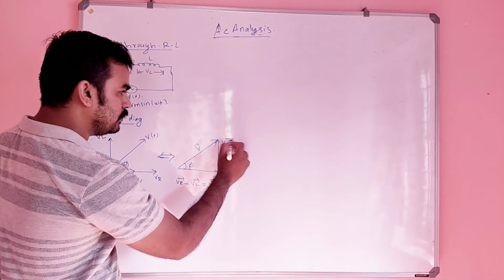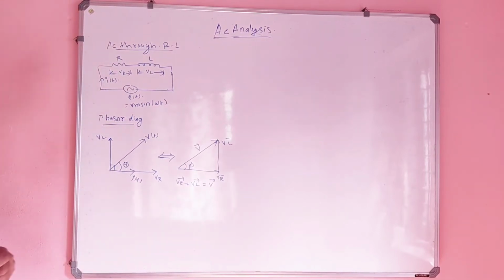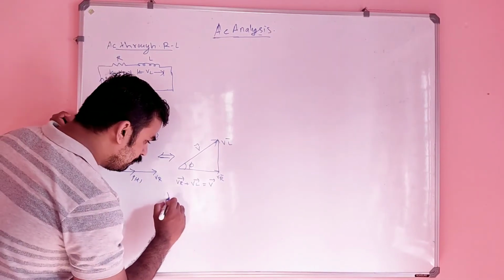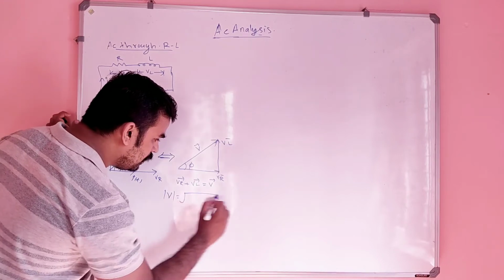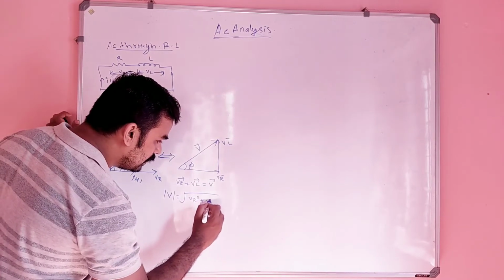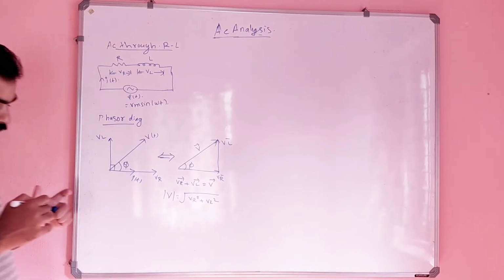These are all vectors. Or I can say that the magnitude of V will be equal to the square root of VR square plus VL square. It is very, very important.